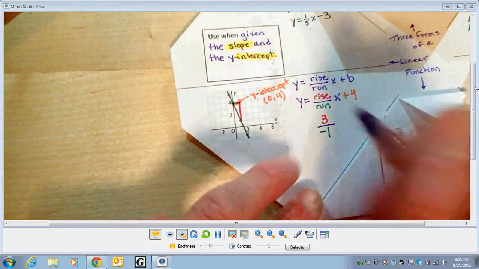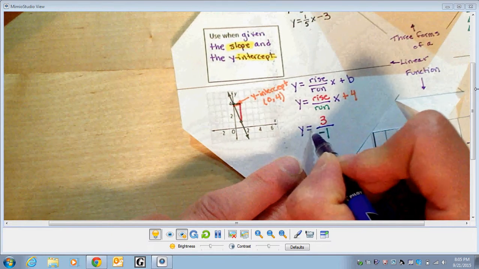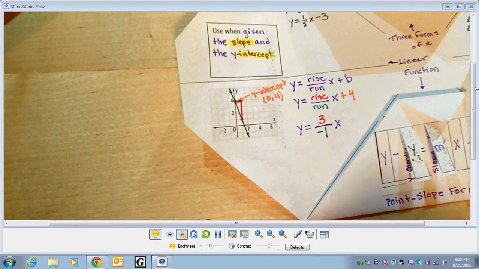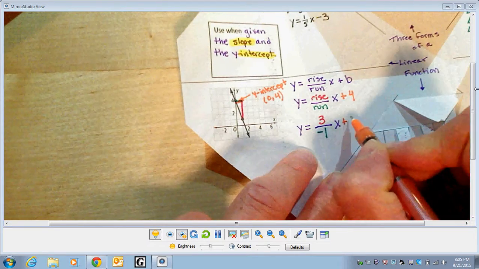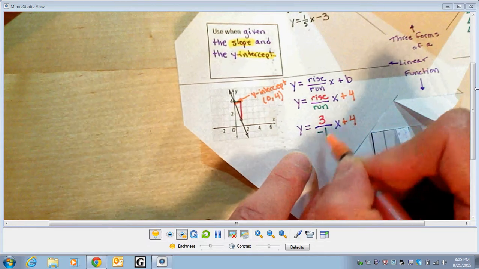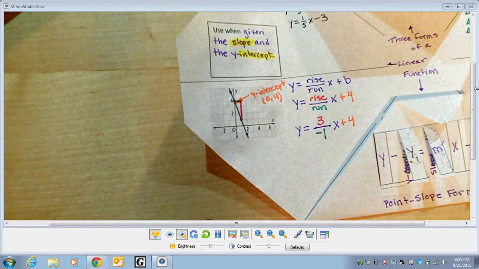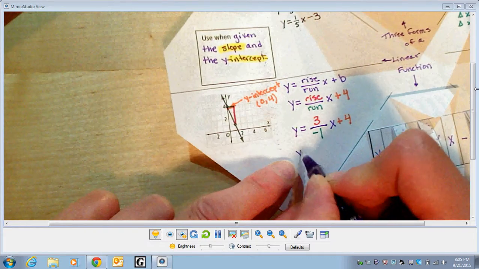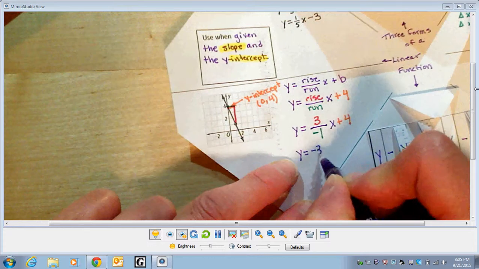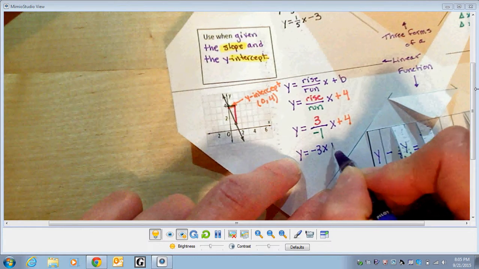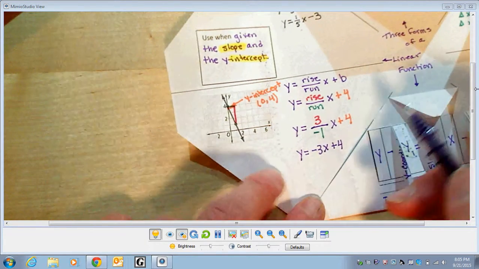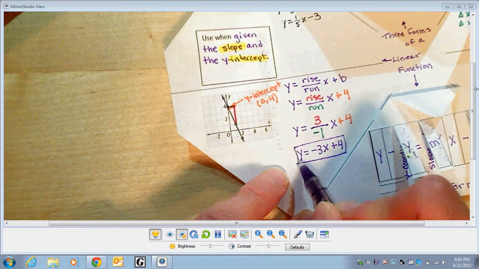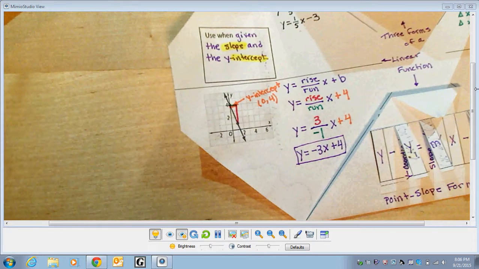So then that means my equation is y equals 3 divided by negative 1 x plus my y-intercept, which is 4. So I just have to clean this up right here because I can't leave it like that. That can be simplified. So it means the equation of this line is y equals negative 3x plus 4. So that's the equation of that particular line when we looked at it from the graph.